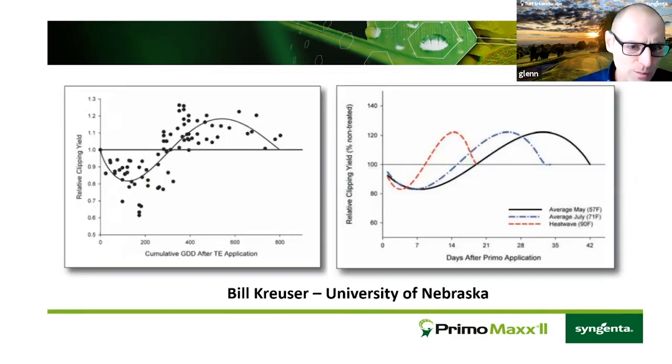And this is all backed up and supported by University of Nebraska. They've done a lot of work on this, far more work than we have done in the UK. And if you look at this graph on the left-hand side, they've taken a number of clipping yield data studies over time, and they've added these all up and they've worked out this very loose curve that we have created that we're trying to replicate here. So what we're trying to do is apply our Primo before we get into this point where you see this aggressive rebound effect, this regrowth.